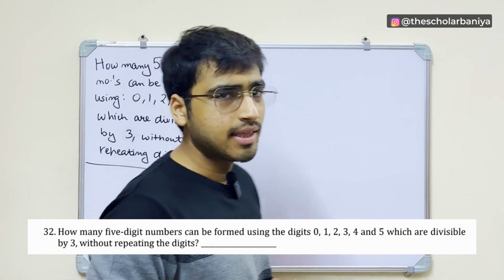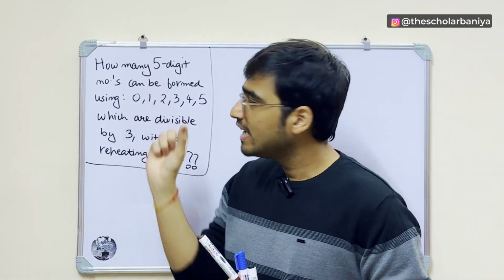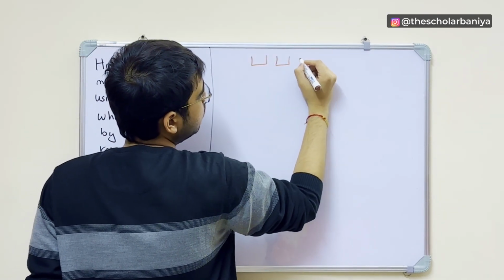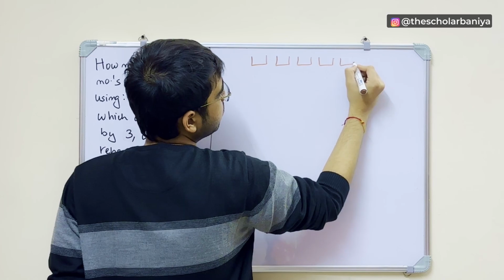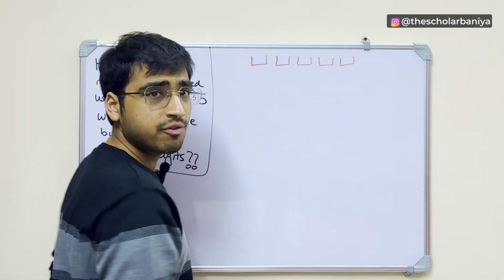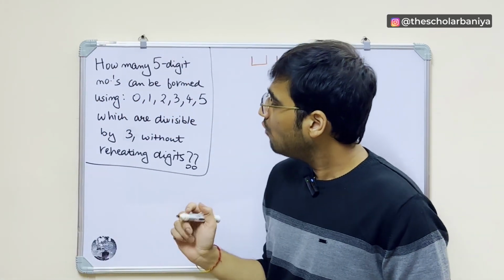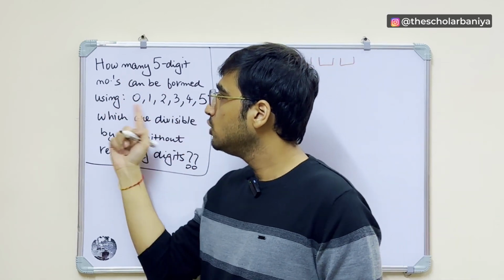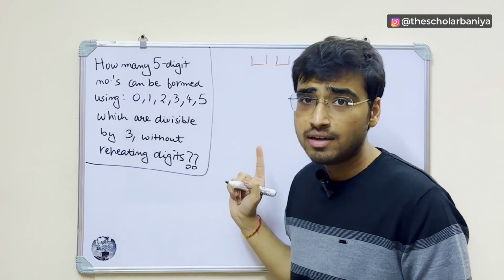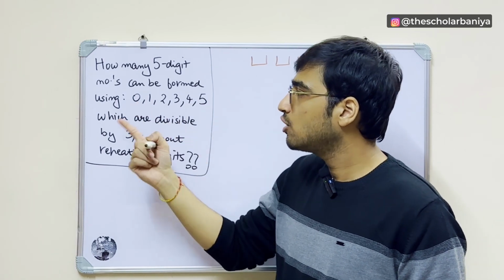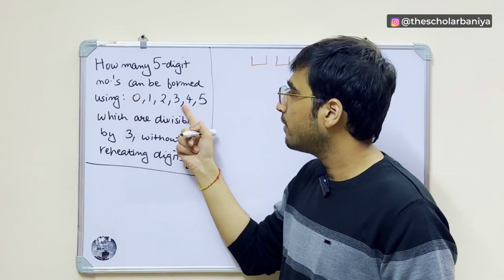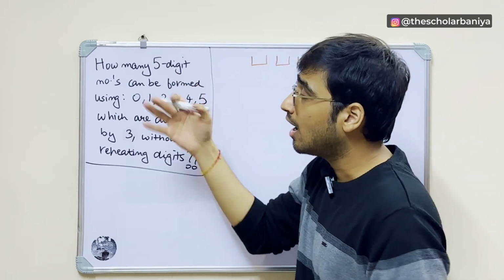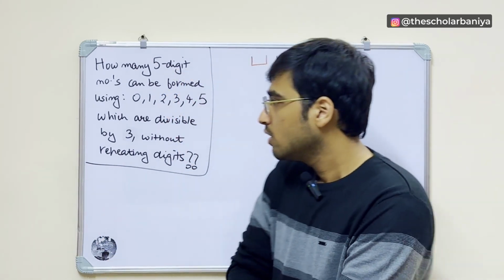Okay, so tell me one thing. We have been asked 5-digit numbers, right? So firstly, let's take a 5-digit number like 1, 2, 3, 4, 5. Now we have been asked how many 5-digit numbers can be formed using these digits. So what are these digits? 0, 1, 2, 3, 4, 5. So there are 6 digits given, right? But we have been asked about a 5-digit number.